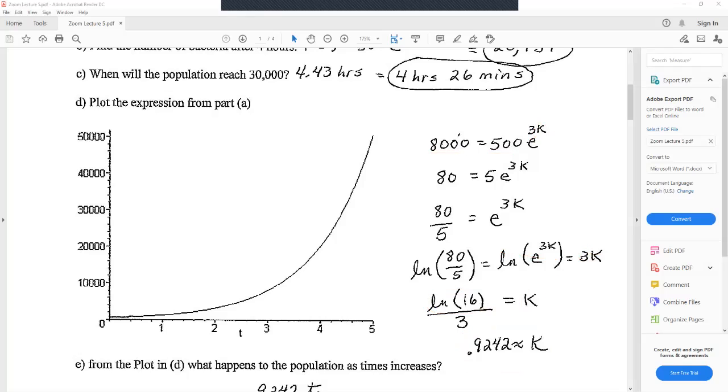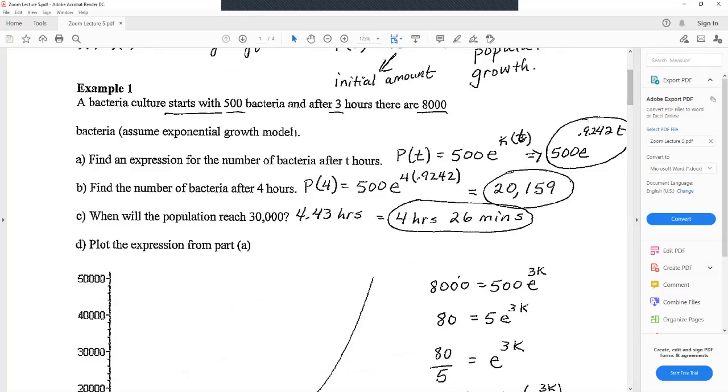Okay, so now that we see how we got that, hopefully it makes more sense when you look over and you see the 0.9242 in for k.